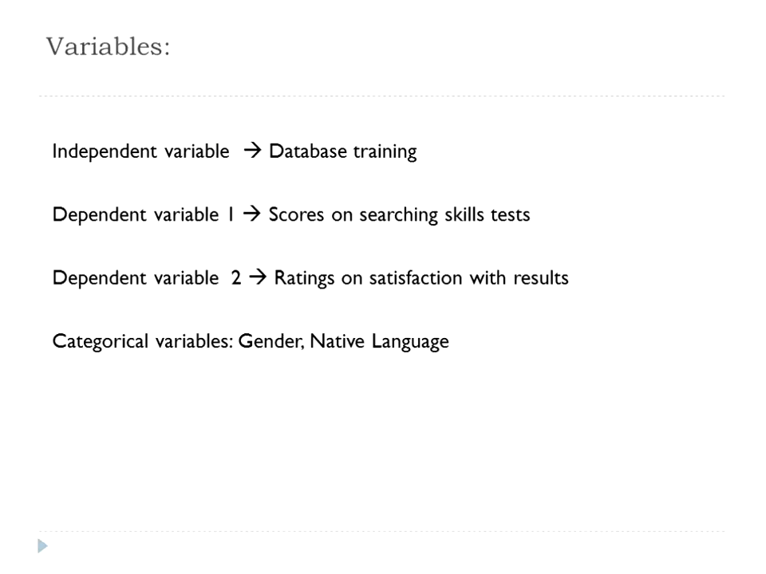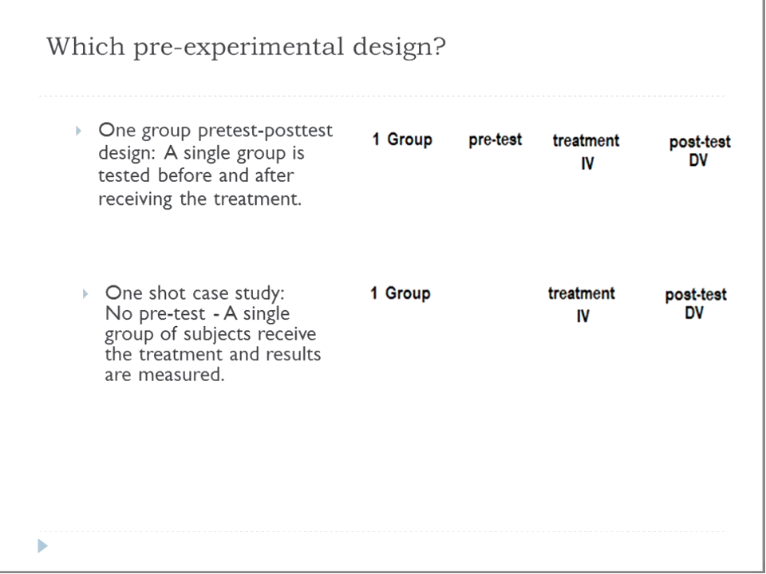And here are the answers. The independent variable is the database training. That's what they call your treatment. That's what the librarians made happen. They gave the training, and they hoped it would make a difference. Now, they had 2 dependent variables. The first one was the scores on their searching skills tests, and the second one were the ratings that the students gave them on their satisfaction with results. And in addition to that, they had 2 more categorical variables, gender and native language.